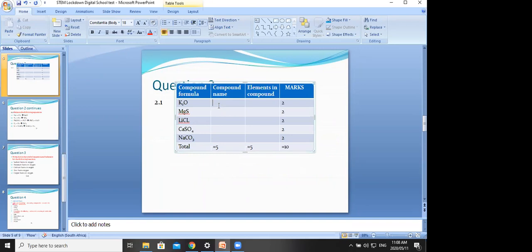They said to you here, you are given a compound formula. You need to give us a compound name and elements. So we're going to do that. So what is the compound name for number 1? Potassium oxide. It is potassium oxide.